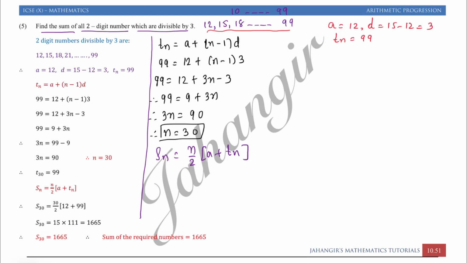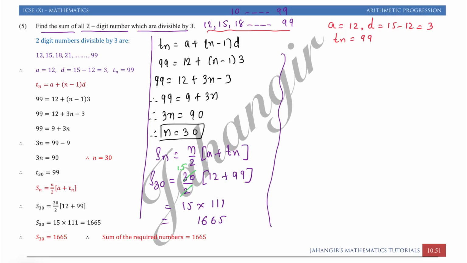I will show you with another formula also that we are getting the same answer. You write 30 upon 2, a is the first term, 12, plus tn is 99. So we'll get 15 after cancelling it out. 99 plus 12 is 111. If you multiply, you will get 1665 as a total.